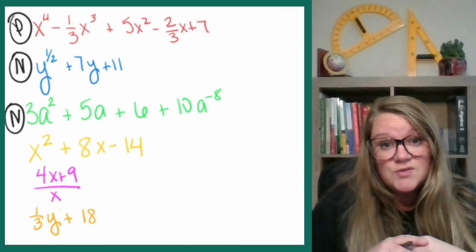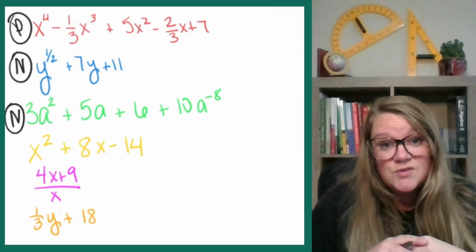The pink one, we have 4x plus 9 divided by x. I have an x on the bottom of a fraction. I'm dividing by a variable. That automatically turns this one into something that is not a polynomial, so I'm putting an N. And my last one, 1/3 y plus 18. Again, no negative exponents, no fractional exponents. The fraction in front right here, that's okay. It just can't be in the exponent. And it doesn't have any division by a variable, meets all of our criteria. So this one is also a polynomial.